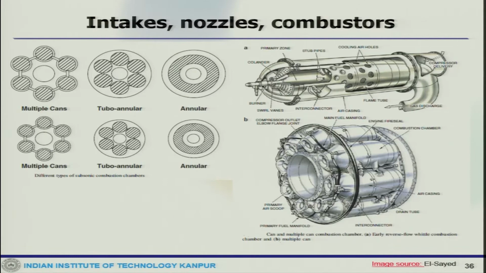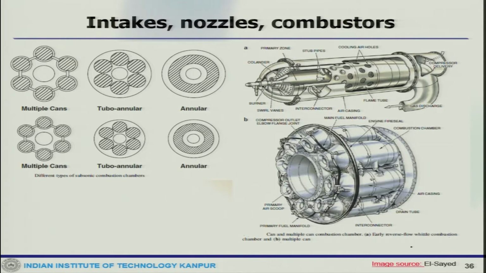Like one can see here, these are different types of subsonic combustion chambers. You have multiple cans, then you have tubo-annular, and you have annular. Sometimes these are called tubular or can type combustion chambers. It is used on centrifugal compressor engines like the Rolls Royce and Pratt & Whitney PT6, with the number of combustion chambers varying from 16 to 17 per stage. The advantages of the tubular type are: mechanically robust, fuel flow and airflow patterns are easily matched, rig testing necessitates only a small fraction, and easy replacement and maintenance.